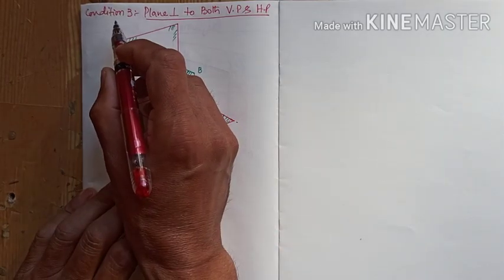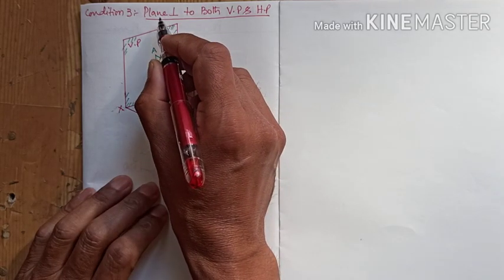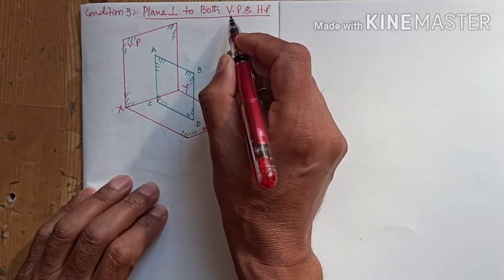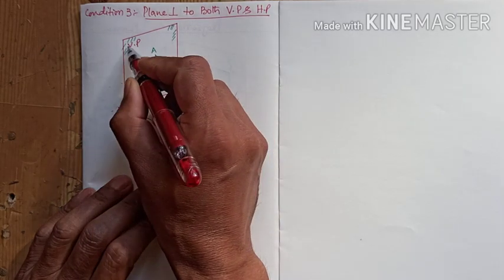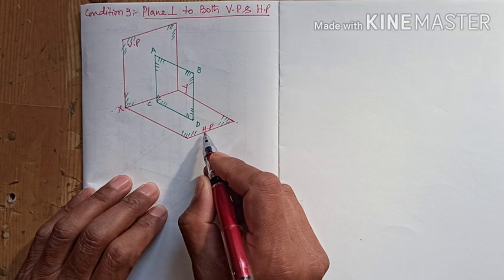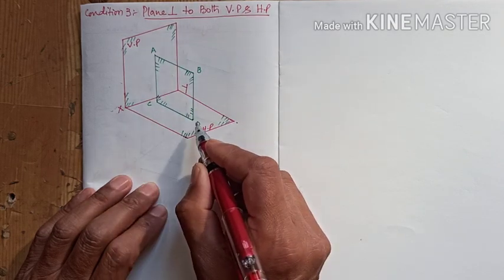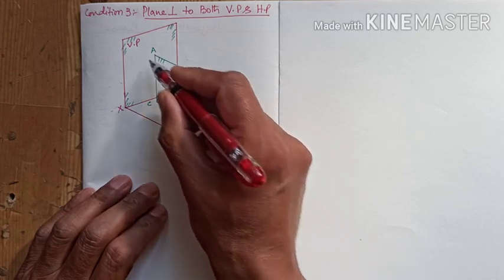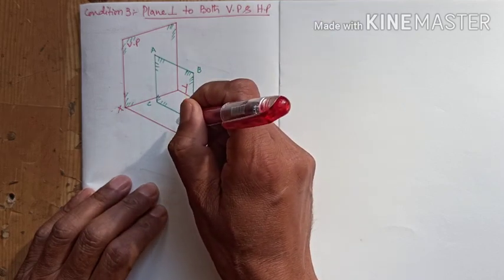Today I am with condition 3 of projection of planes. The condition is that the plane is perpendicular to both VP as well as to HP. So this is the principal plane VP and HP. So the plane ABCD is perpendicular to VP and it is also perpendicular to HP.